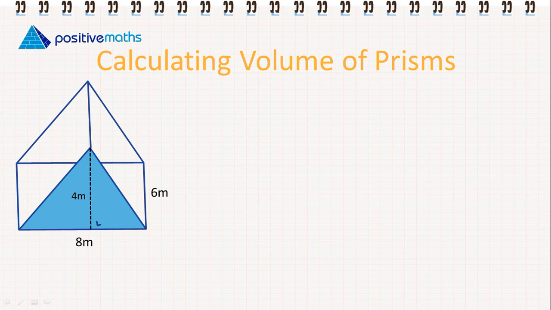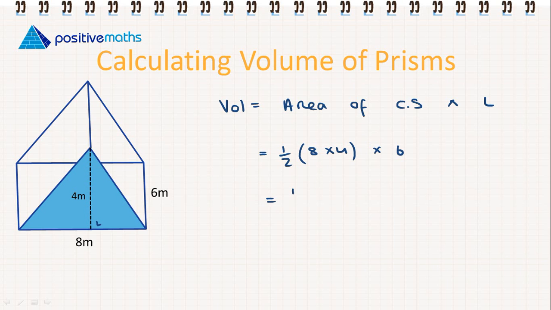Let's calculate the volume of this prism. We are given the base is equal to 8 meters, the perpendicular height is 4 meters, and the length is 6 meters. So again, our volume is going to be the area of the cross section multiplied by the length. So we'll have half 8 by 4 multiplied by 6. So that'll be half of 32 by 6. So our volume is going to be 96 meters cubed.